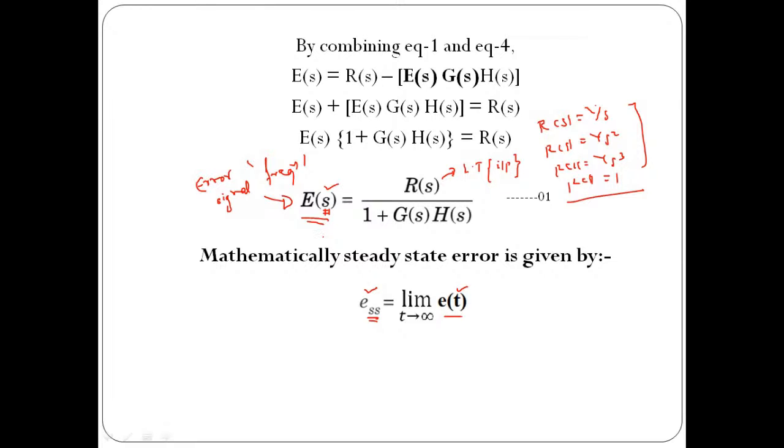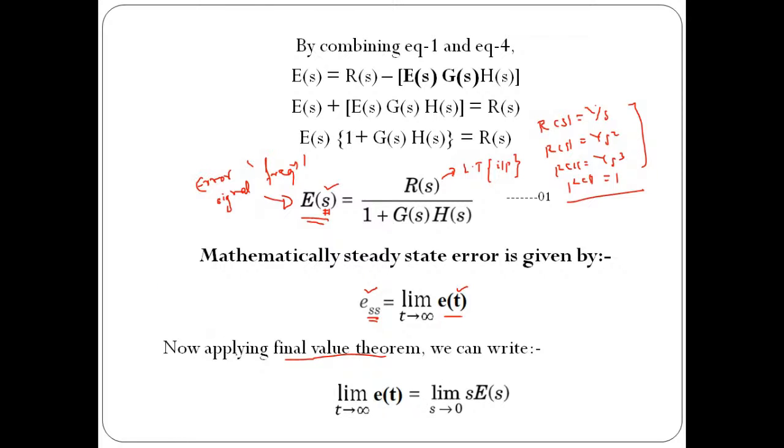And what is that relation? It is defined through the final value theorem. So by applying the final value theorem we can write limit t tends to infinite e of t is equal to limit s tends to 0 s into E of s. This is what the final value theorem is.